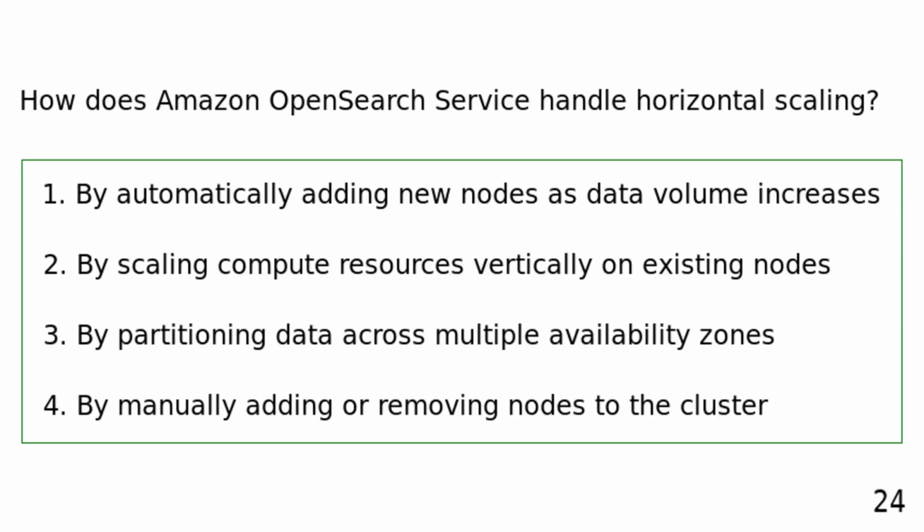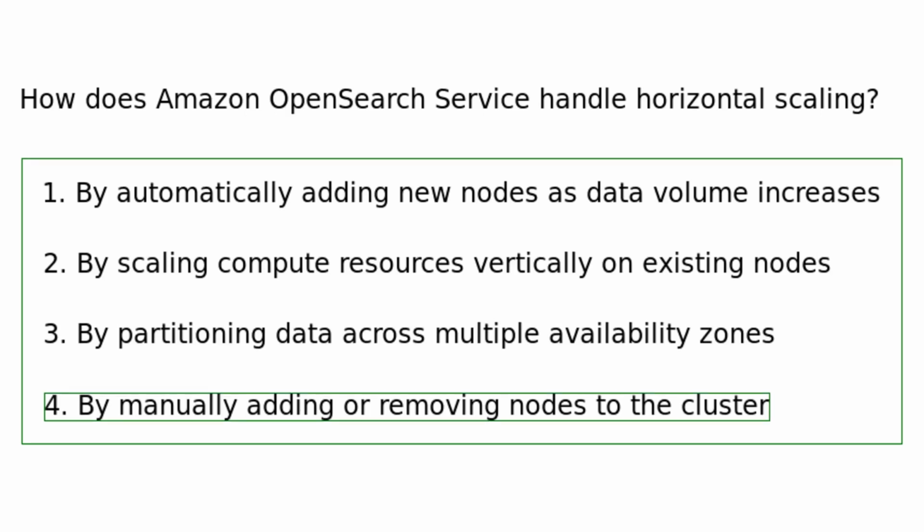How does Amazon OpenSearch Service handle horizontal scaling? By automatically adding new nodes as data volume increases. By scaling compute resources vertically on existing nodes. By partitioning data across multiple availability zones. By manually adding or removing nodes to the cluster. OpenSearch automatically scales horizontally by adding new nodes to the cluster as data volume grows.